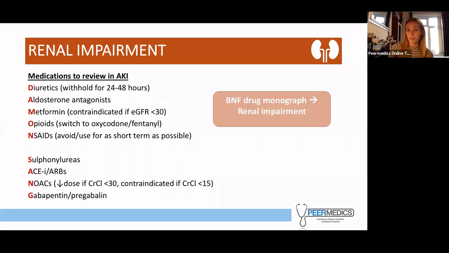So going back to our case, again, these can all be found on the BNF. So you don't need to remember any of this. If you're given one of these cases, go to each one of the drugs and click on renal impairment and it'll tell you exactly what you need to do. I'd say in an OSCE, even when you're sure, when you see that they're on ramipril and their renal function is completely gone and you know you need to stop it, I'd always just check, just for your own peace of mind that you've definitely done it.